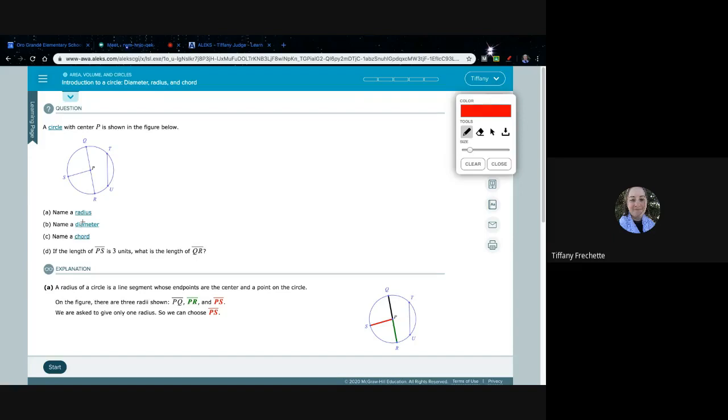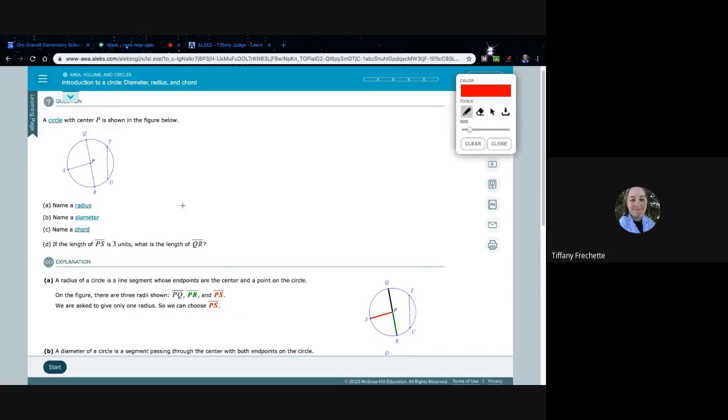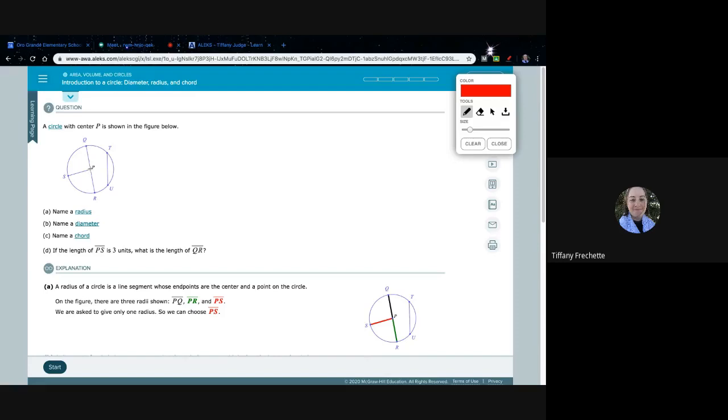Diameter: if we go down to the next definition, the diameter of a circle is a segment passing through the center with both endpoints on the circle. So it goes through the center point and goes from side to side, but it has to go through the center.